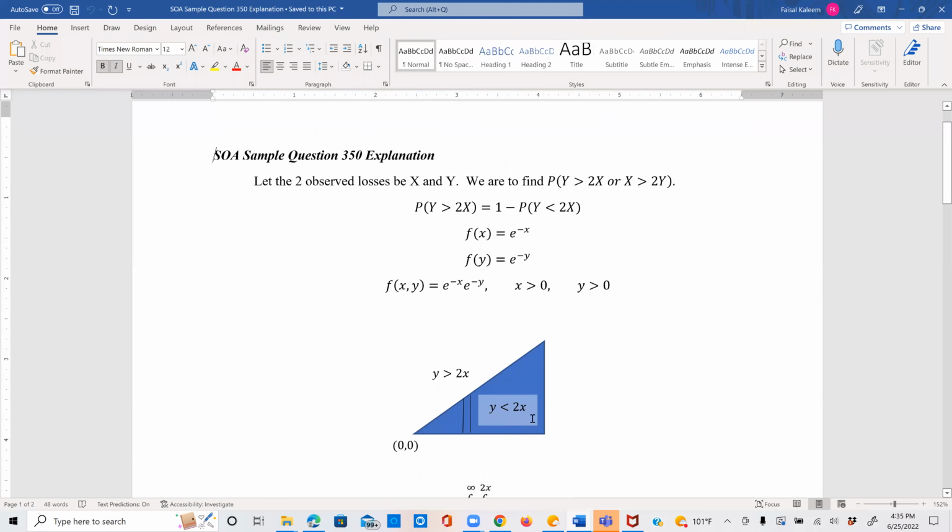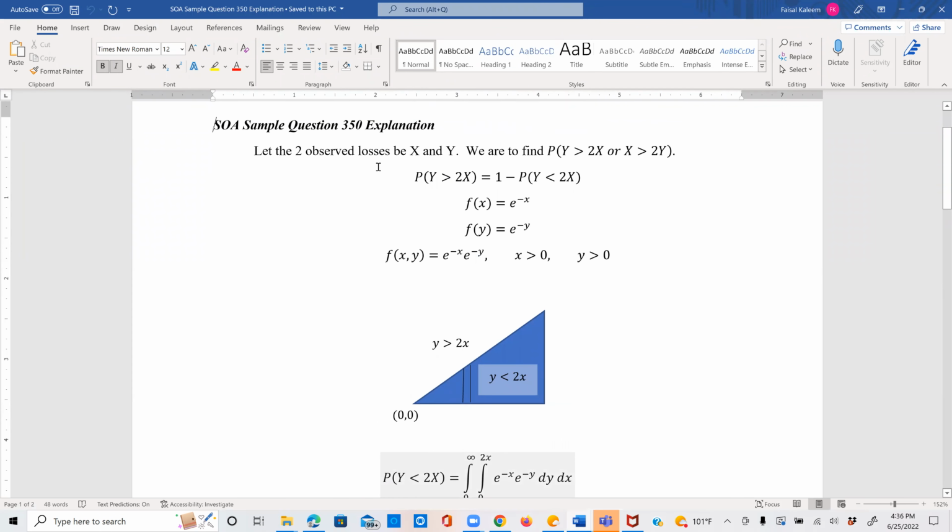So if we call the two losses x and y, then we have to find the probability y is greater than twice of x or x is greater than twice of y. And both of these will be identical because of symmetry, and therefore we can just calculate one of them. The other one would be the same, and "or" means addition. So we just calculate one of them and add it to the same thing, or multiply it by 2.